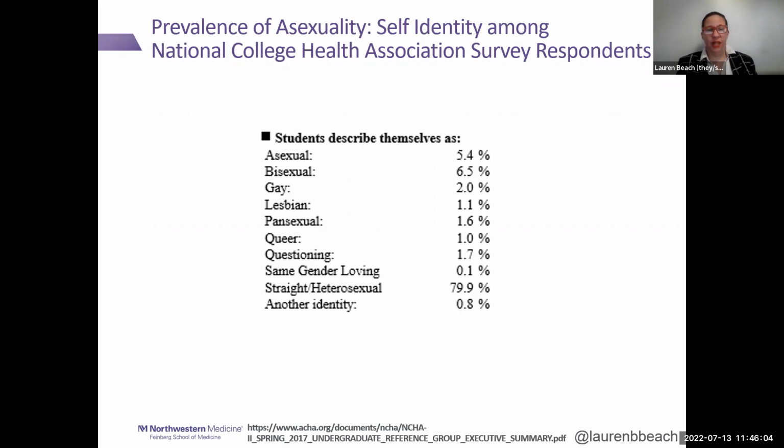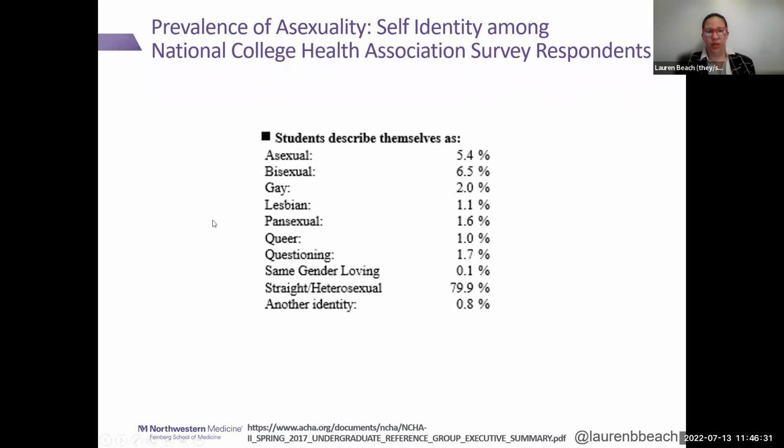But in the surveys that have done this and allowed for this type of more granular breakdown by sexual orientation, you can see that, of course, the majority of students report being straight or heterosexual, just under 80% in 2017 in this study. But among the sexual minority groups, bisexual students are the largest sexual minority group, followed by asexual students as the second largest. And I think this is quite remarkable.